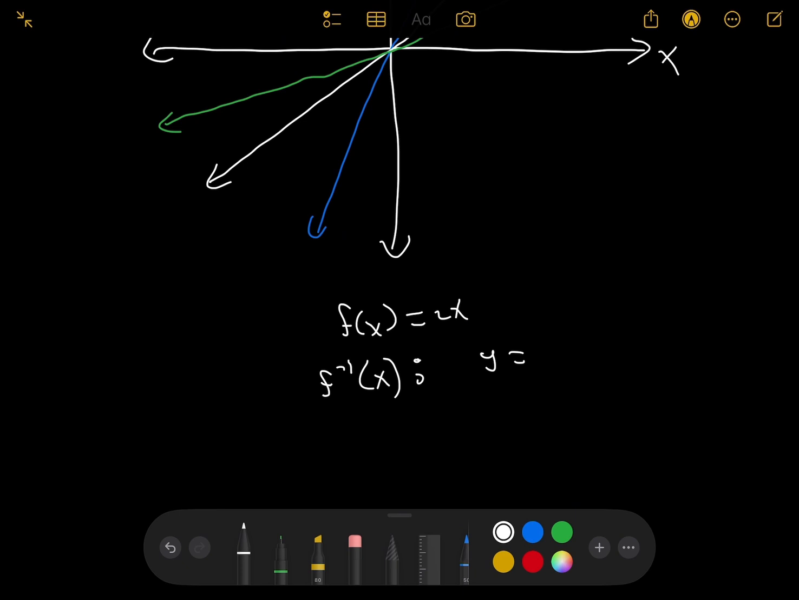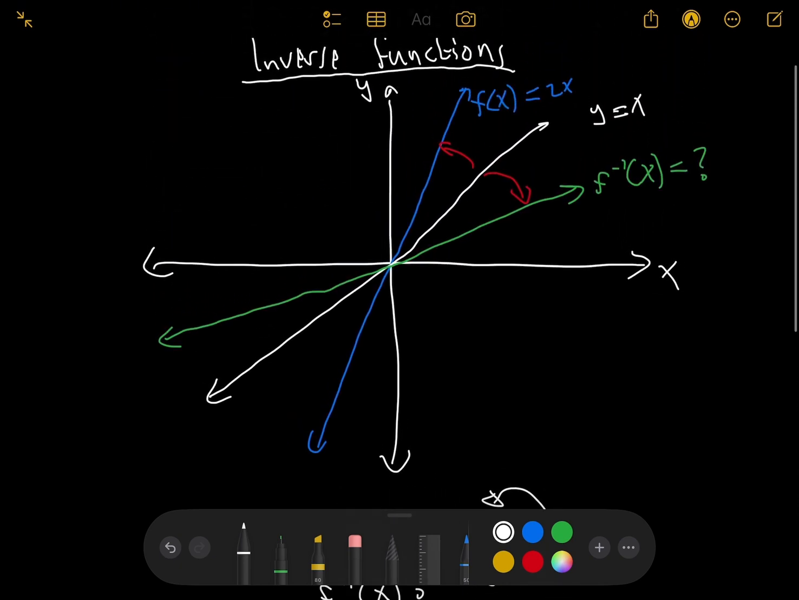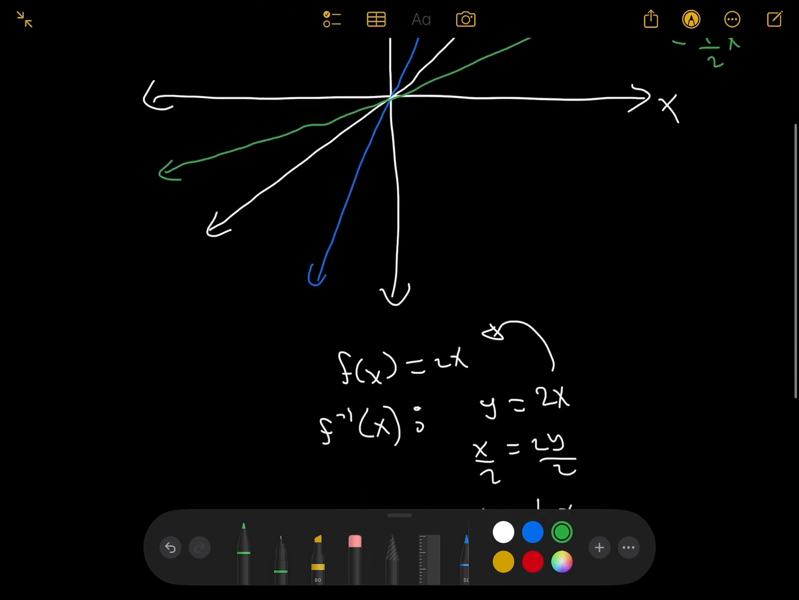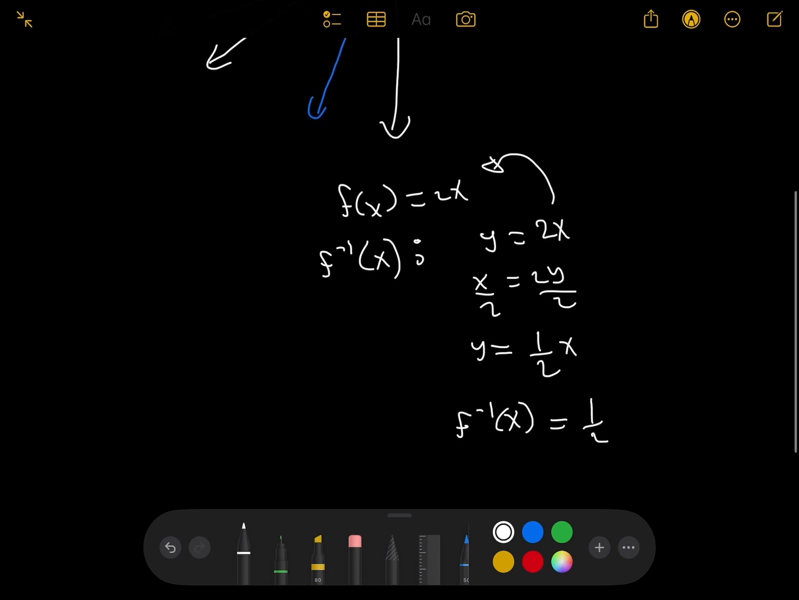So here we have y is equal to 2x, from which, by swapping the values, we get x is equal to 2y, and then dividing by 2, we get y is equal to half x. So what becomes our question mark is half x. That is the equation for the inverse graph. Let me just write it down here. Our inverse function is equal to half x.